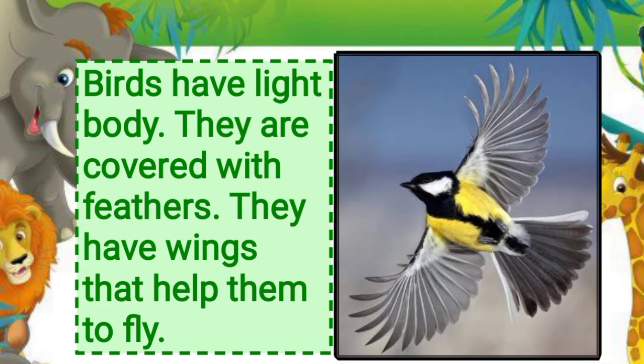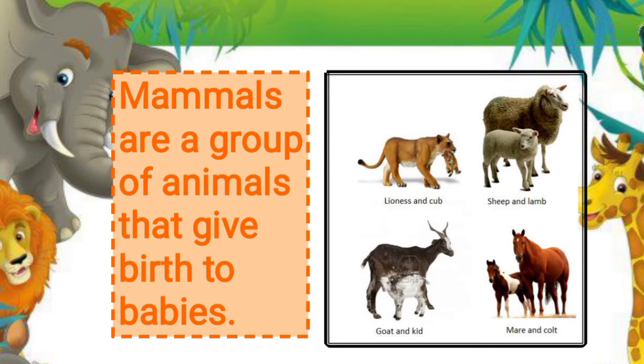So they have a light body, they are covered with feathers, they have wings that help them to fly, like sparrow and eagle. But birds such as kiwi and penguin, however, cannot fly because they have a heavy body, and they are called flightless birds.